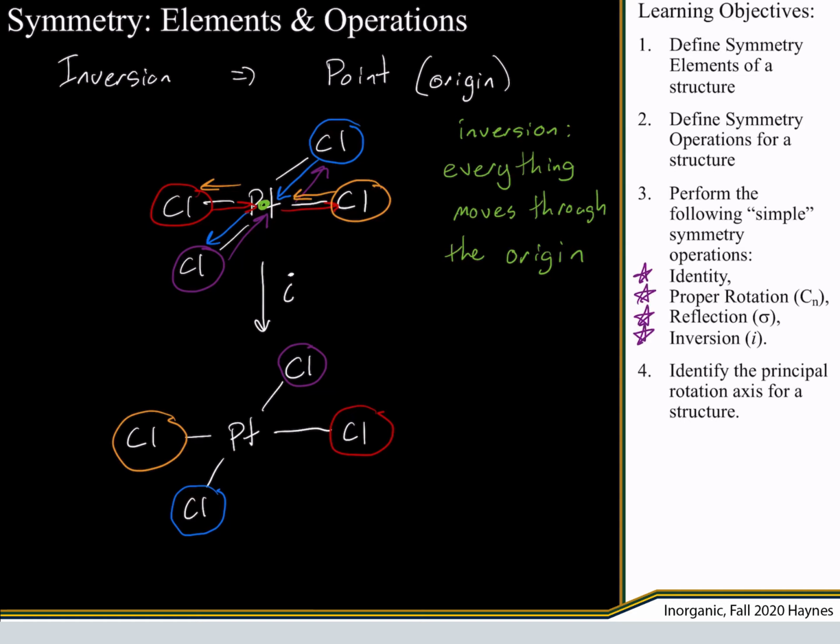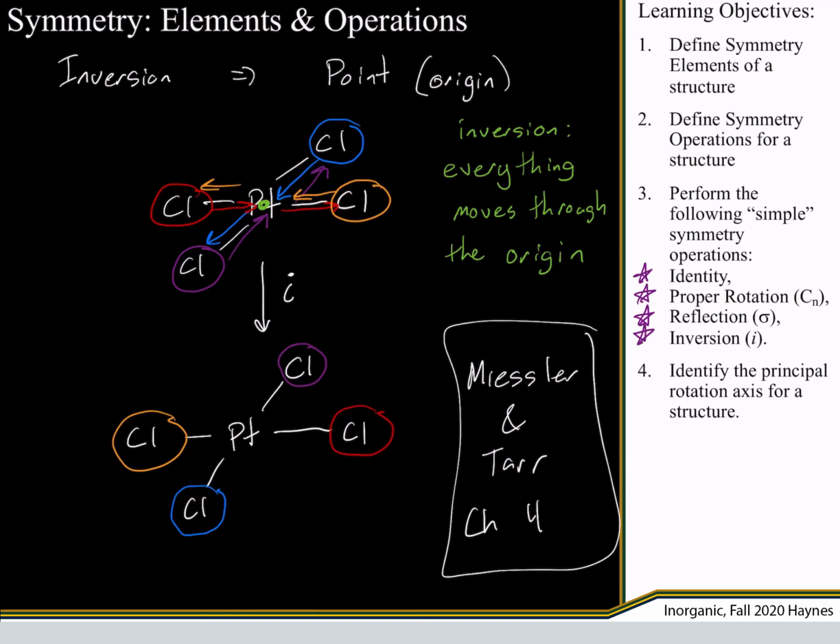We're going to have a problem set and some files that we're going to look at in our next class, where we can try to help visualize these different types of symmetry operations that occur upon these symmetry elements. In the textbook, Miessler and Tarr, chapter 4 is all about symmetry. The first few sections have lots of good pictures that help us define symmetry and might help you see these elements and operations a little bit easier.